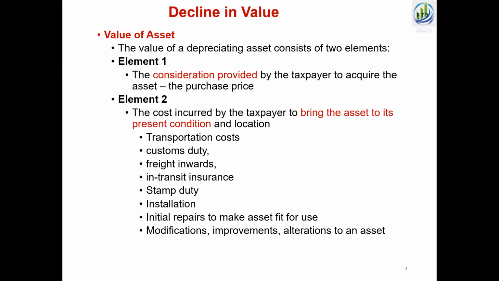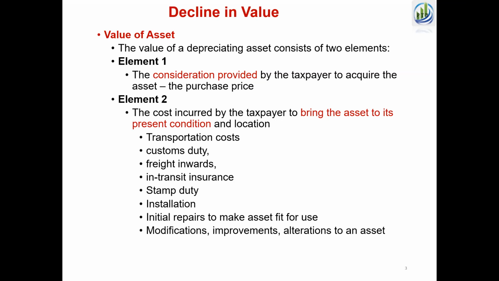It means, for example, you purchase a car for 40,000 excluding GST from Melbourne and you pay $2,000 transport. How much is the cost of the asset? 40 plus 2, 42,000. So you purchase equipment from China for $100,000. You paid customs duty of $10,000. How much is the cost of the asset? $110,000. Right? So that's the two elements in the assets.